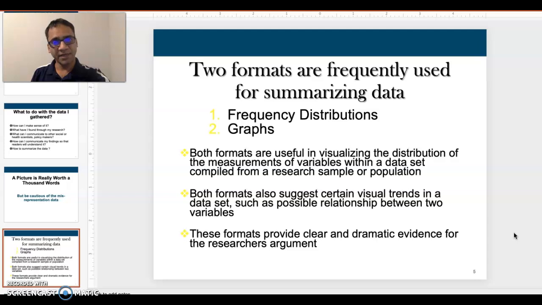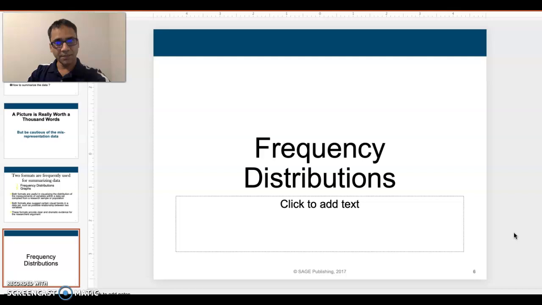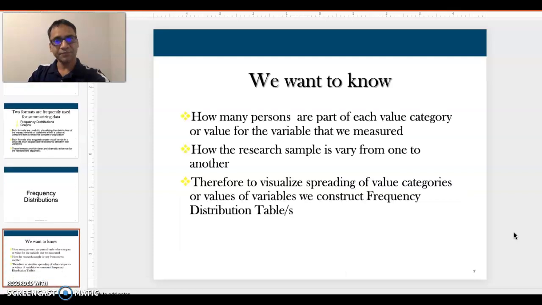Both formats are useful in visualizing the distribution of the measurement of variables within the data set compiled from a research sample or population. Both formats also suggest certain visual trends in data sets, such as a possible relationship between two variables. These formats provide clear and dramatic evidence for the researcher's argument. In this particular presentation, we'll be looking at frequency distributions.